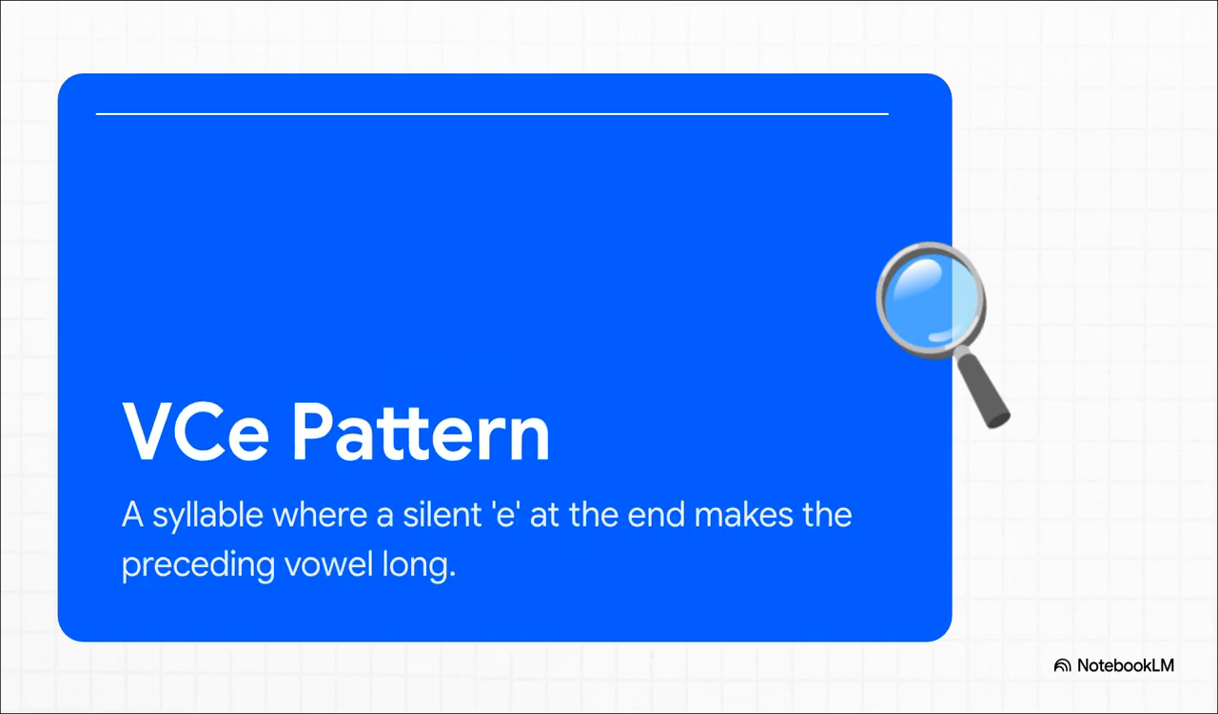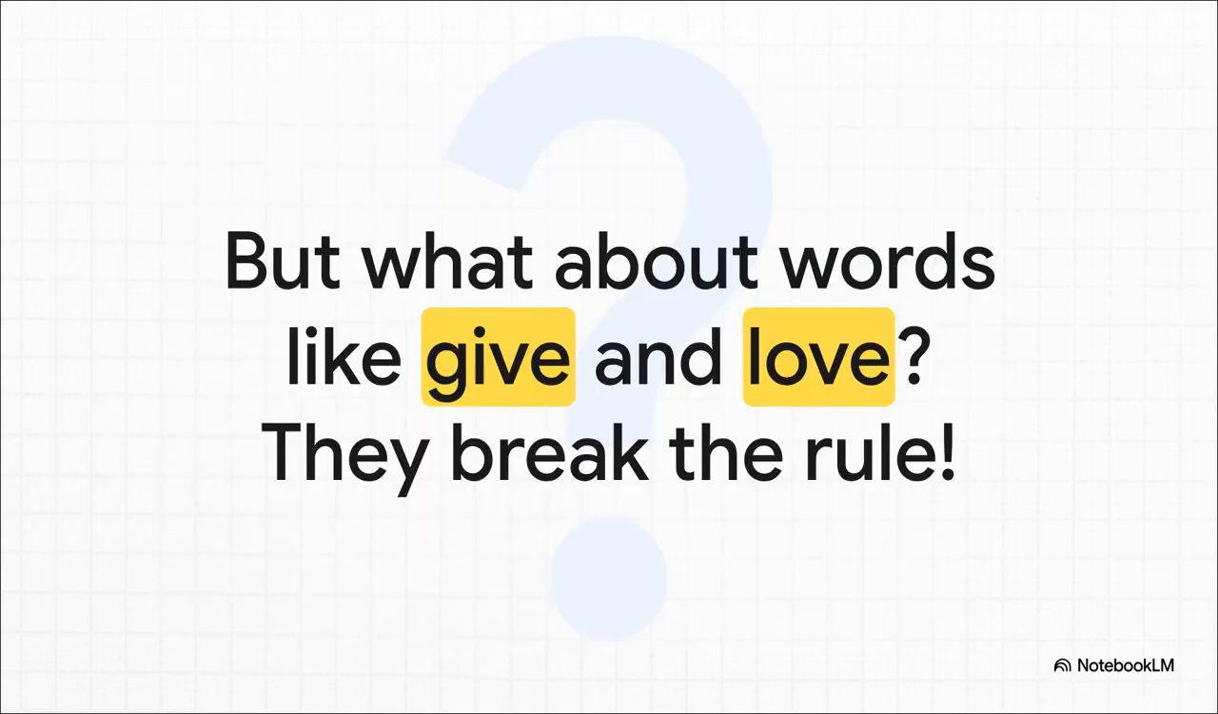And this is its partner, the VCE pattern, vowel, consonant, silent E. Here, that E at the end is like a magic wand. It reaches back over that consonant and basically taps the first vowel on the shoulder and says, hey, you, say your name. It's not magic, of course. It's just the code.